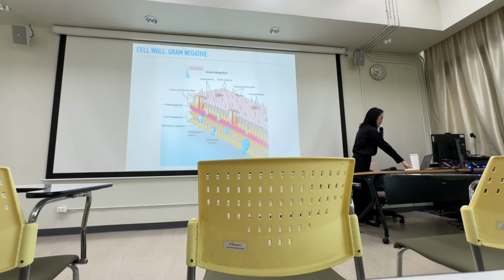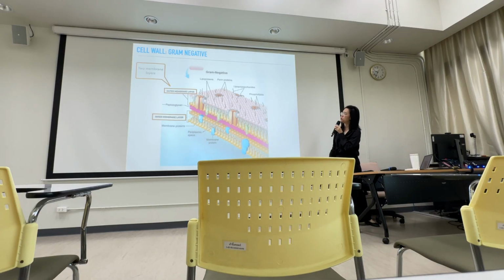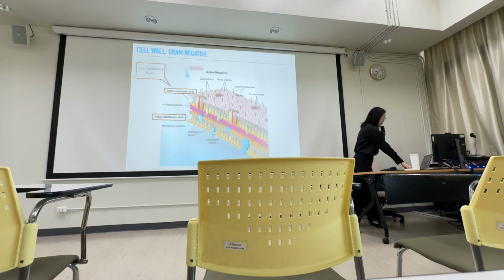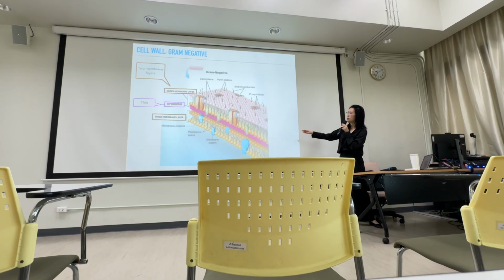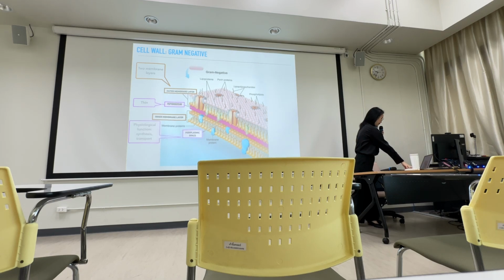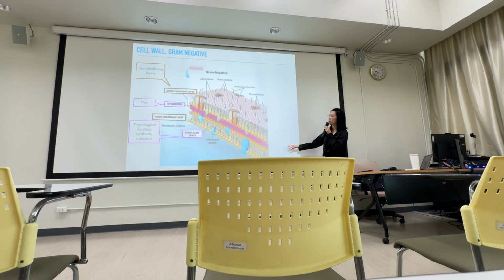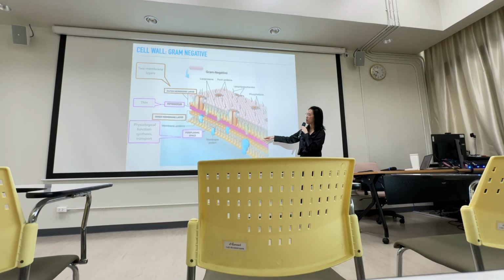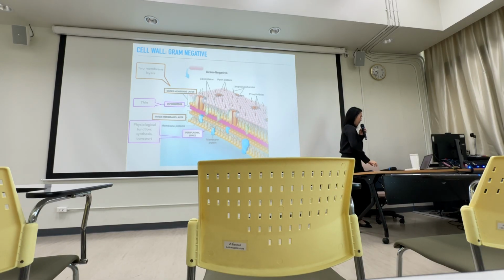For the gram-negative bacteria, the structure is more complex. They are composed of two membrane layers, the outer membrane and the inner membrane, and the peptidoglycan is between the outer and inner membrane, which is quite thin. They also have the periplasmic space, the space where some synthesis occurs, between the outer membrane and inner membrane.